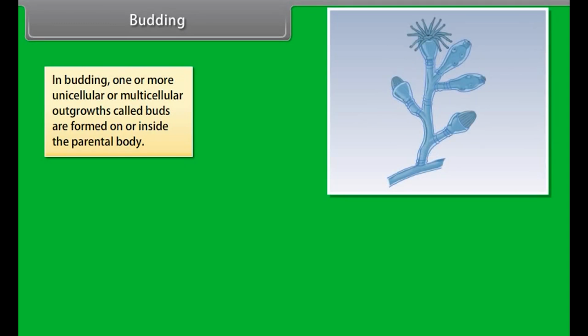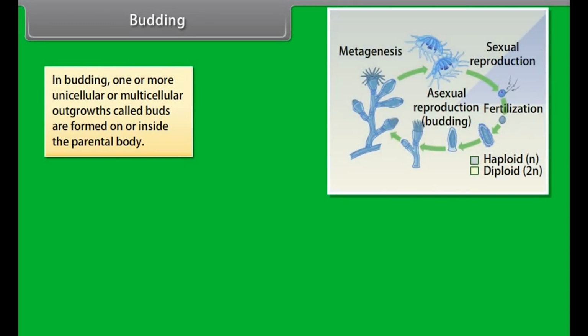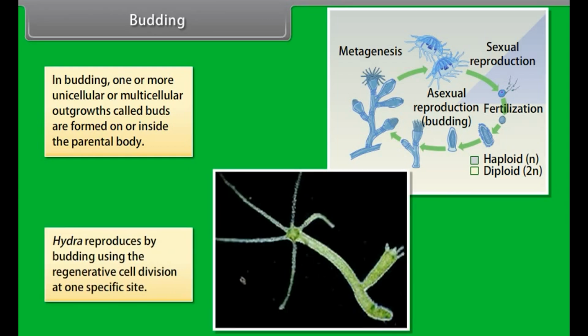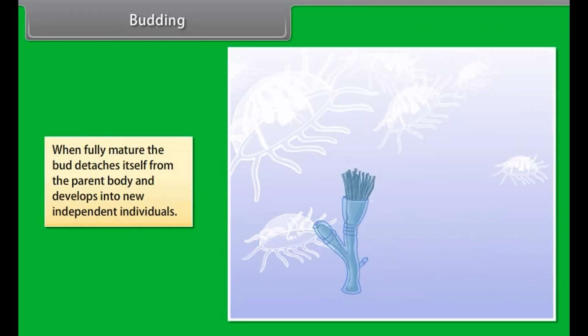Budding. In budding, one or more unicellular or multicellular outgrowths, called buds, are formed on or inside the parental body. Hydra reproduces by budding using the regenerative cell division at one specific site. When fully mature, the bud detaches itself from the parent body and develops into new independent individuals.